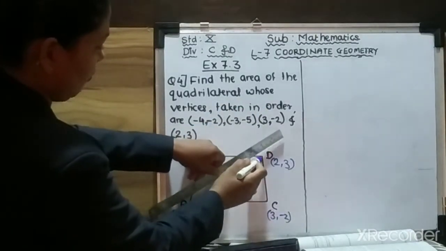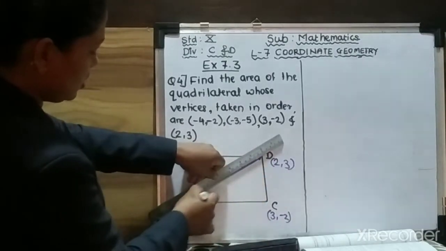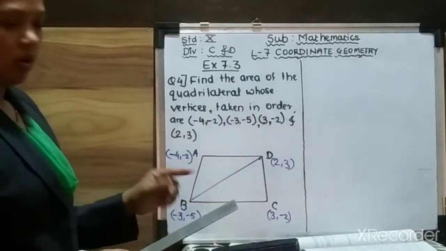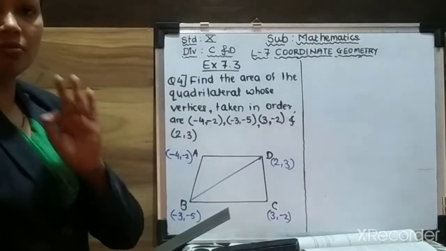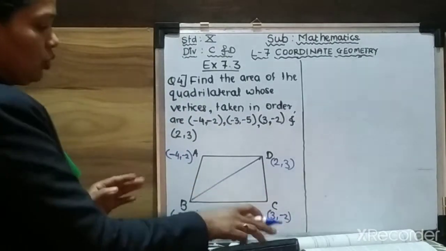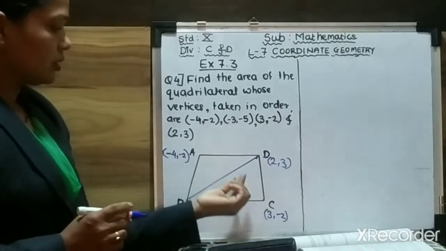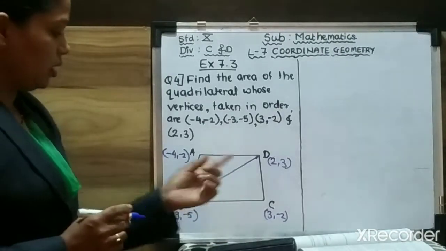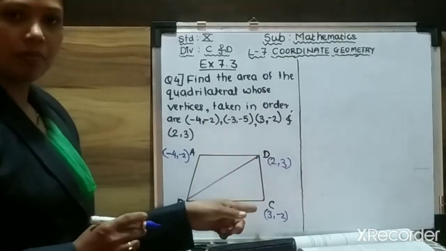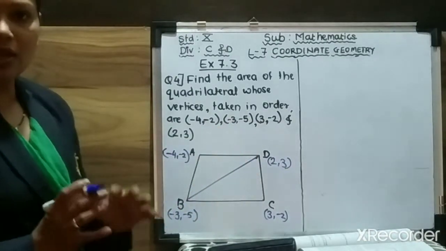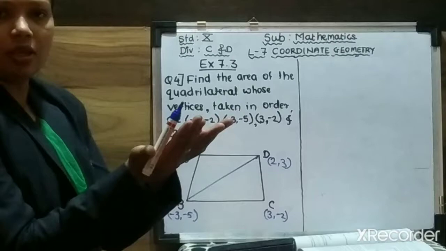If I draw a diagonal in this way, or you can draw in this way, any one way, just draw it. So what will I have here? Triangle ABD. Similarly, find out the area of triangle BDC. So whatever areas you get, just join them.